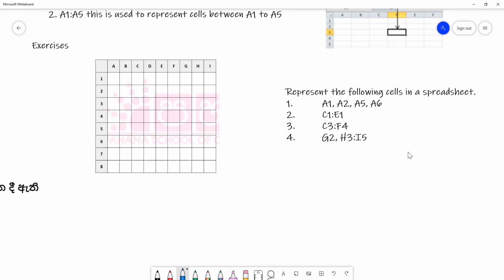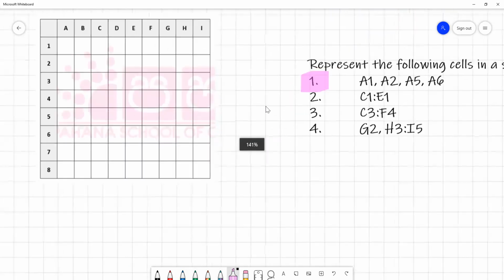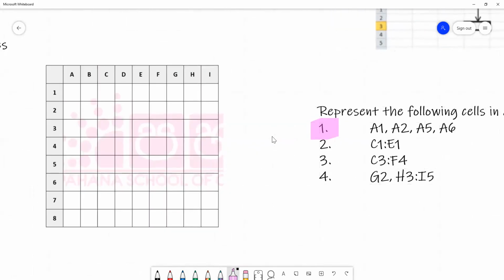Okay, so let me start with the first one, right? Now the first one, it says A1, A2, A5, A6. So let's take A1, A2, A5, A6. So A1 meaning this one. Then we have A2. Then A5. So A5.